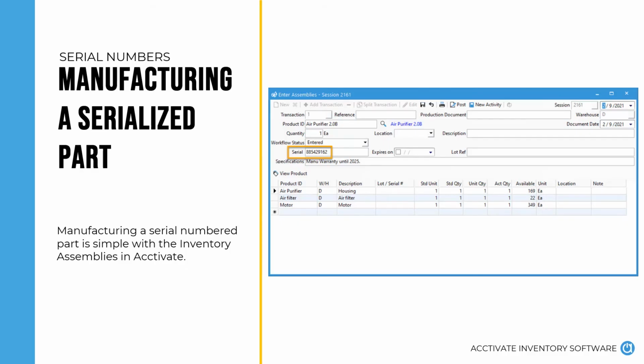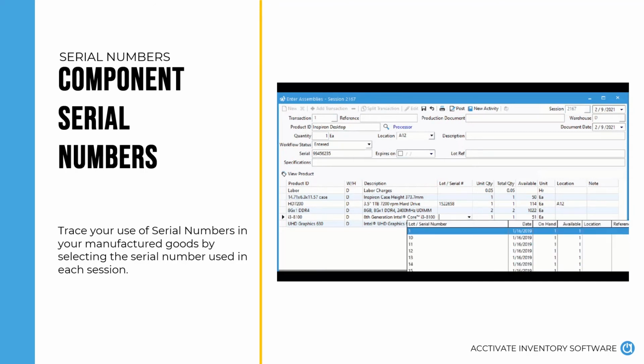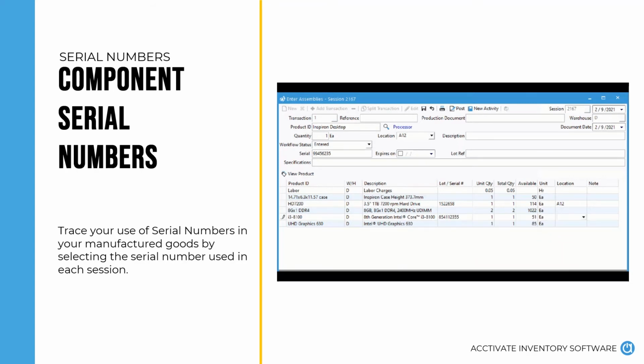Manufacturing a serial numbered part in Acctivate is done through Acctivate's inventory assemblies. Before you post the transaction, you will be asked to enter a serial number to add this item into inventory. When you use components in your manufacturing processes that are serialized, you'll select the serial number used on that transaction. This will allow users to trace the use of this component in your manufacturing process, as well as add the specific cost of goods sold to the final good.